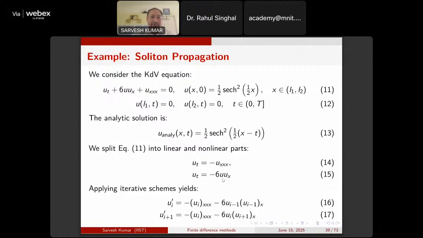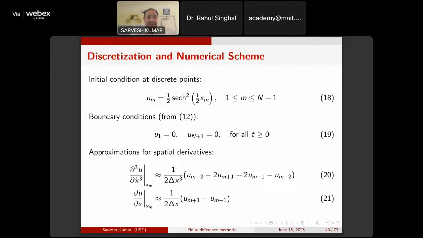If you apply the iterative scheme which we just discussed, with uixx and this one, we can approximate this triple derivative and this by this scheme. This is the scheme which we have, delta u cube, etc. With this we can solve it iteratively, and we can get it.